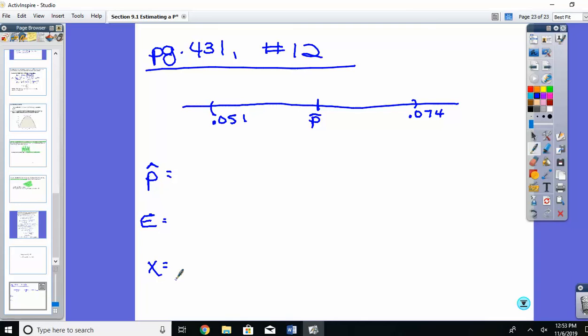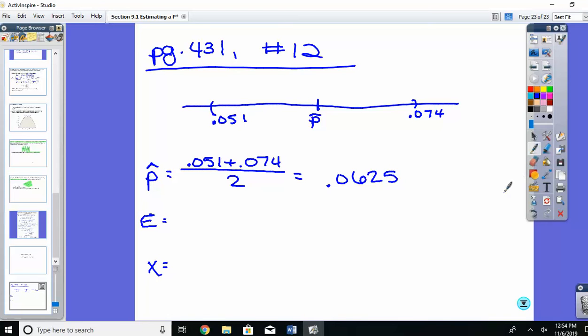P hat is the middle of this. How could I find the number in the middle? So you subtract them and divide by 2. No, dividing by 2 gives you E, doesn't it? That's the margin of error. So you add them up and then divide. Yeah, to find the number in the middle, you average, right? So we're going to add them up, divided by 2. So I get 0.0625.